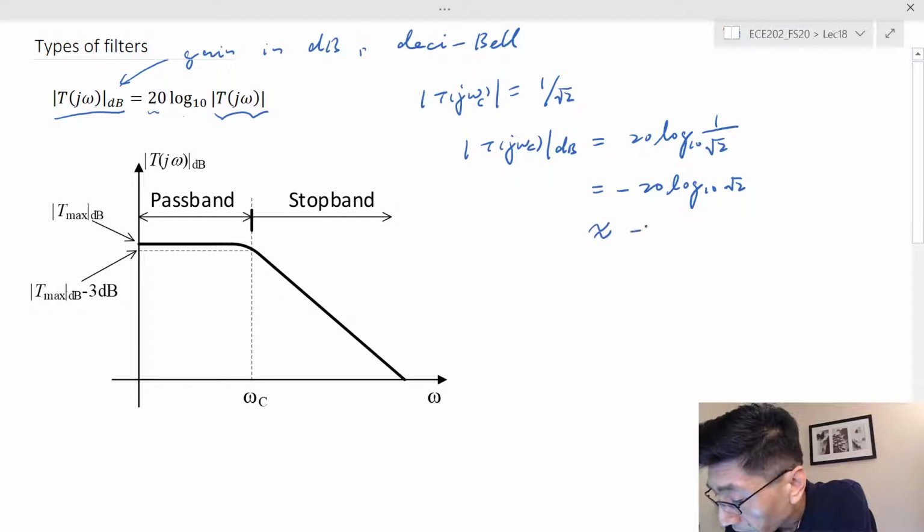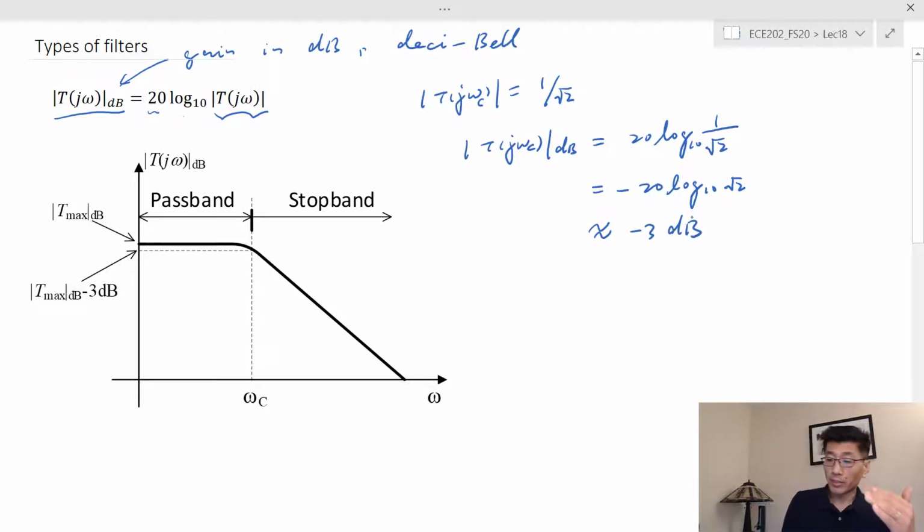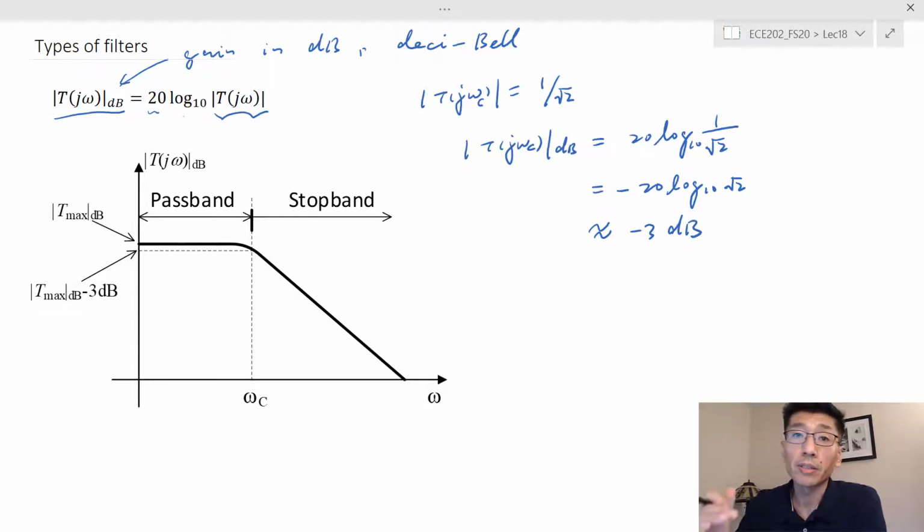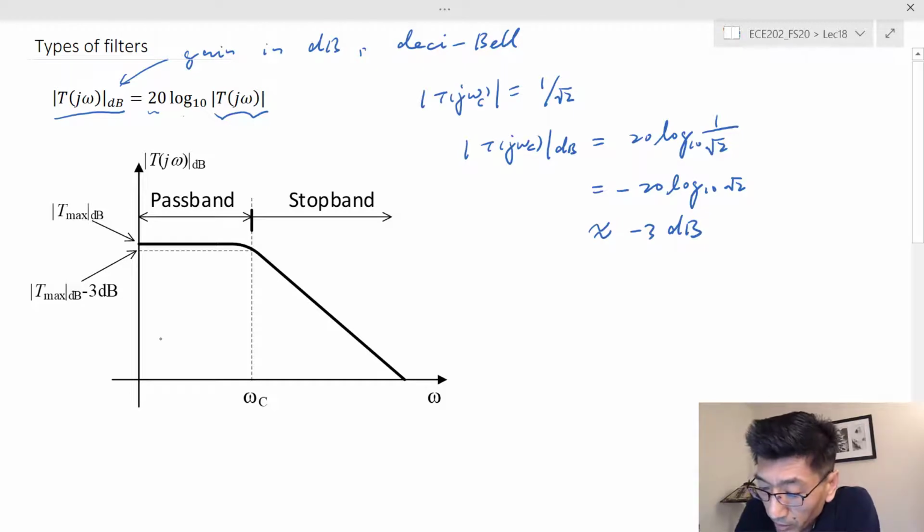Okay, negative 3 dB. So if the T max is at low frequency, T max divided by the square root 2, when you transform into the dB, is going to be T max in dB minus 3 dB. So that's where we are. The first one we call the low pass filter.